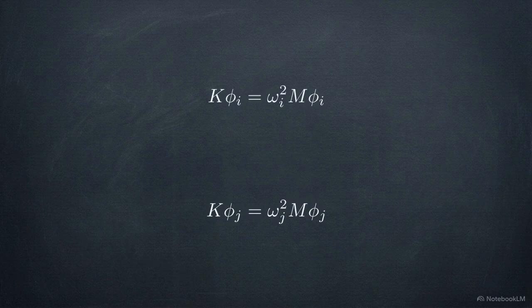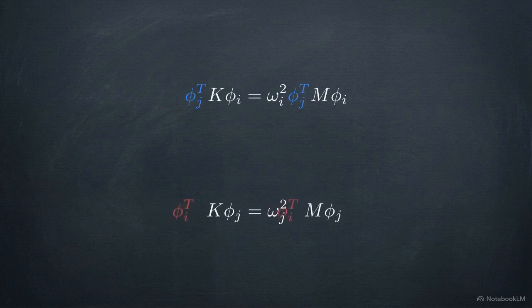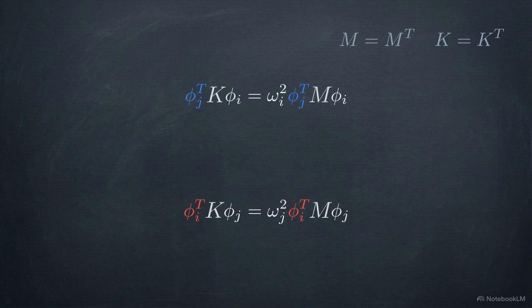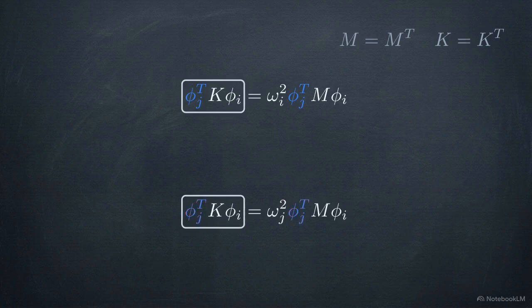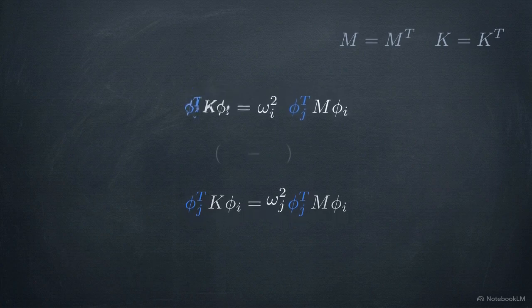First, we take the equation for mode I and pre-multiply both sides by the transpose of mode J. We then do the same for mode J, pre-multiplying by the transpose of mode I. Both the mass and stiffness matrices are symmetric. This means the matrix is identical to its own transpose, effectively flipping across its diagonal without changing its values. Because of this symmetry, the left side of the first equation is now mathematically identical to the left side of the second. Subtracting one equation from the other allows us to cancel the left sides and group the remaining terms on the right.